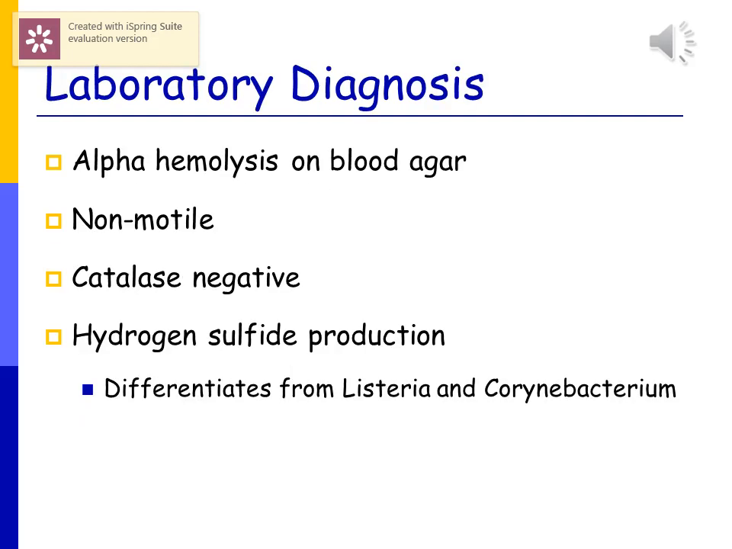For laboratory diagnosis, it is alpha hemolytic on blood agar. It's non-motile. It's catalase negative. It is positive for hydrogen sulfide production. And that hydrogen sulfide production is a key diagnostic feature of Erysipelothrix because that allows the organism to be differentiated from Listeria and Corynebacterium, which are your two other gram-positive rods.